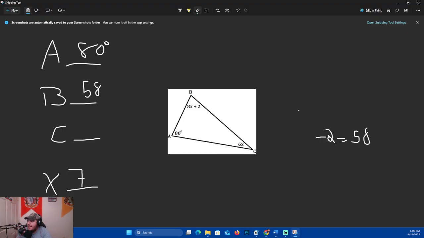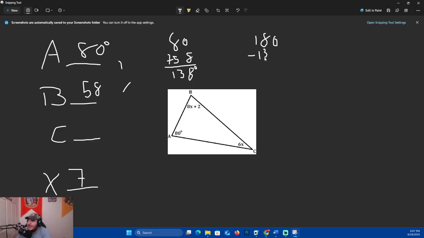Now, from here, you can do two things. Since we know that the sum of all angles is 180, and we have 80 and 58, in other words, the addition of these two numbers, 80 plus 58, would give us some number. 8 plus 5 is 13. 138. You can solve for c if you know that the sum of all the angles is 180 by subtracting 138 from 180.